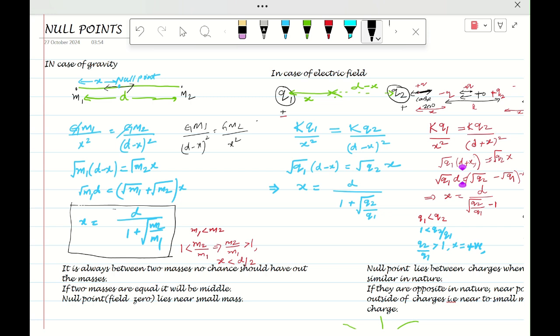Now coming to the electric field variation. The electric field source is charge, Q1 and Q2. Initially I will take both as positive charges. At x distance from the Q1 charge, there is a null point here.